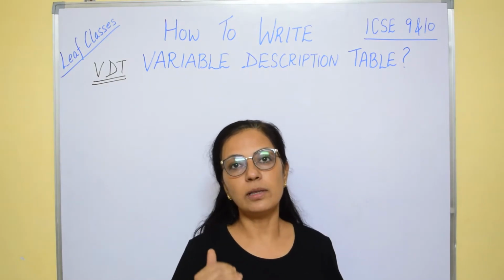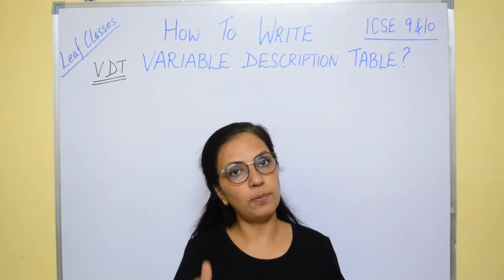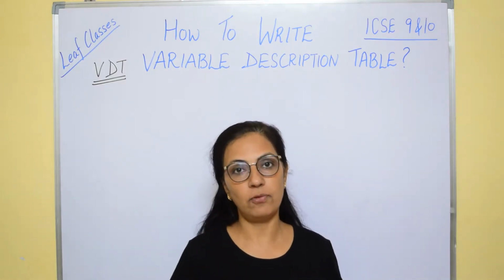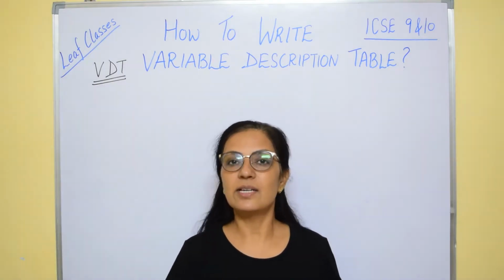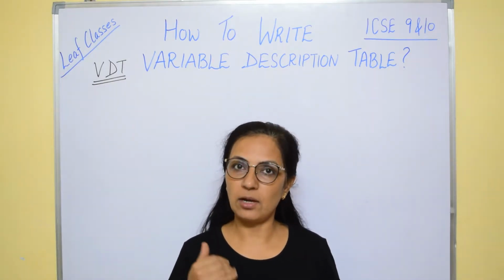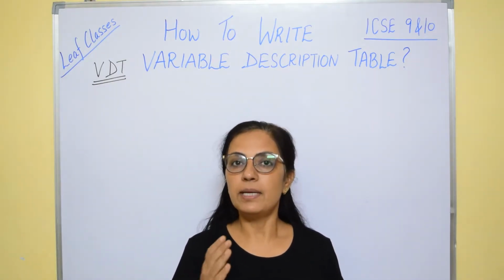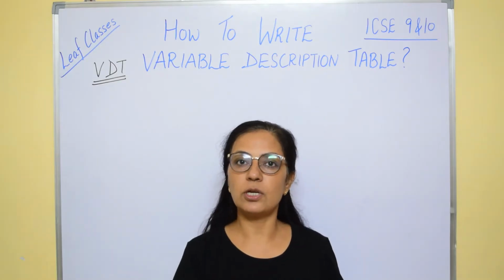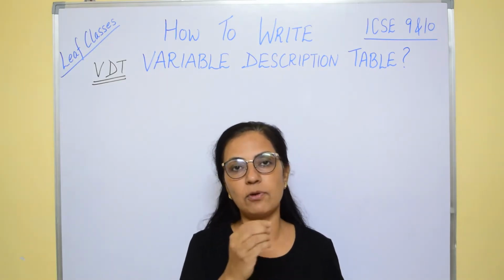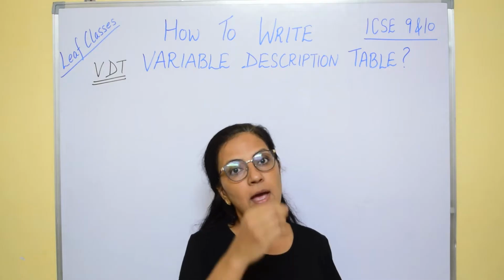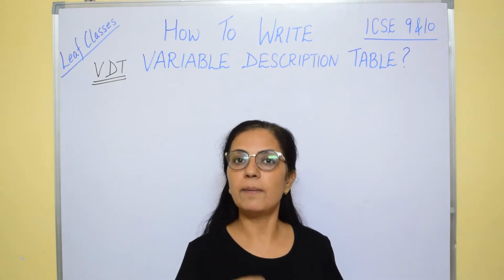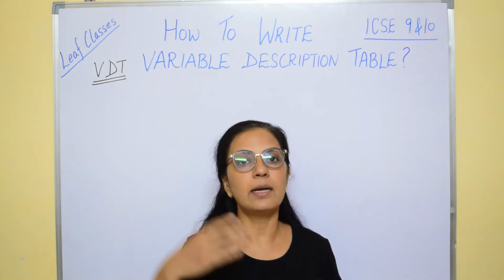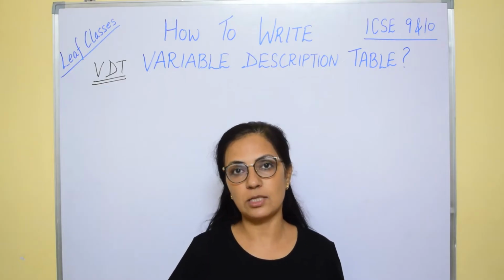Few children, what they do, first they do all 4 programs and then they write all 4 variable descriptions. Children, please don't do that. That is the wrong approach. Please do it after the question or before the question. That means if you are attempting question number 5, the variable description and the program should be done together, and then only you proceed with the next question.